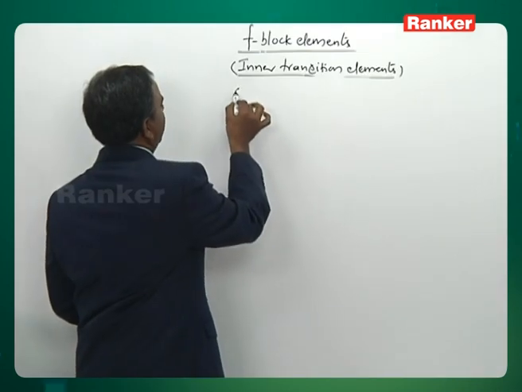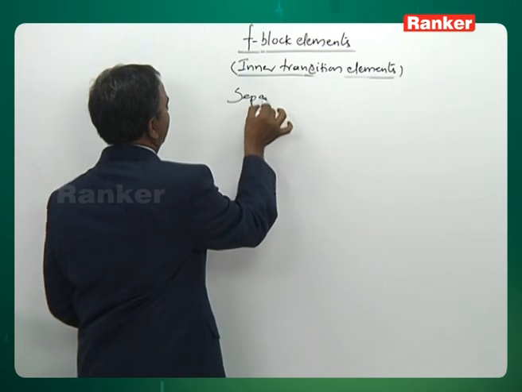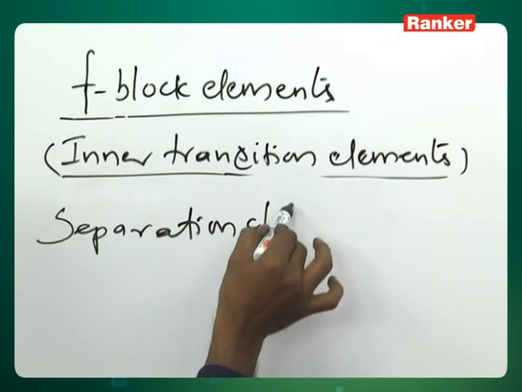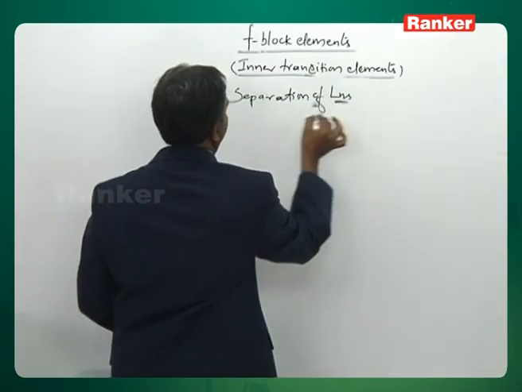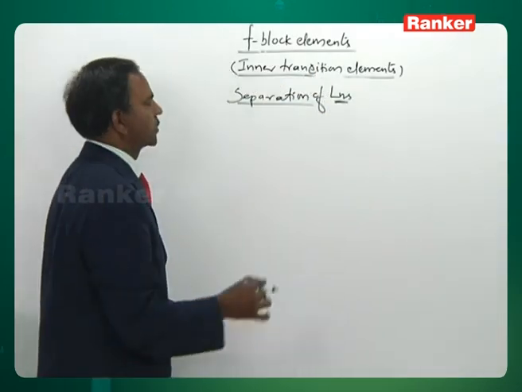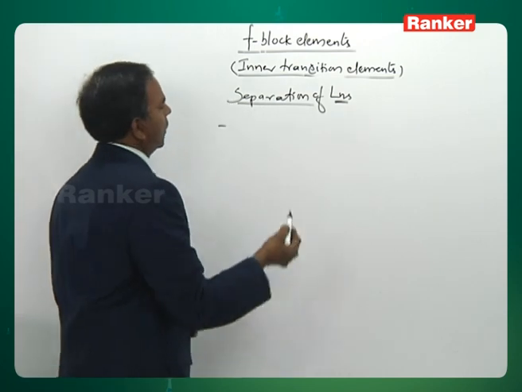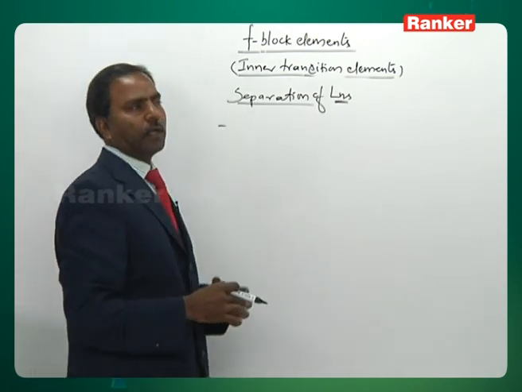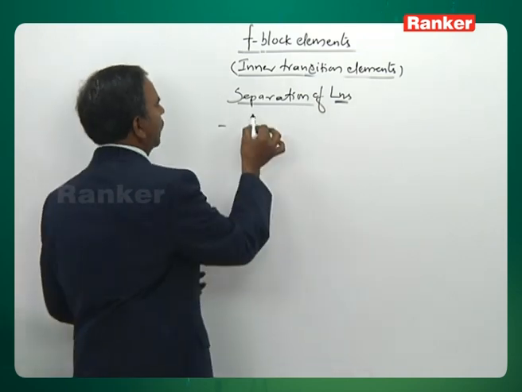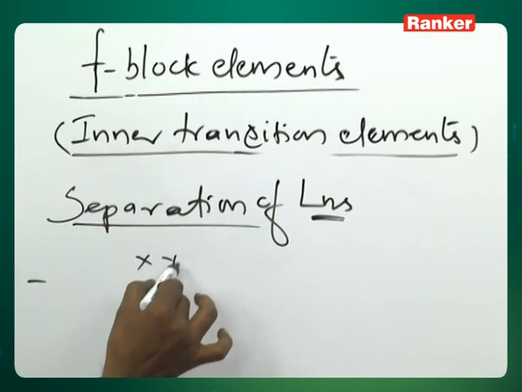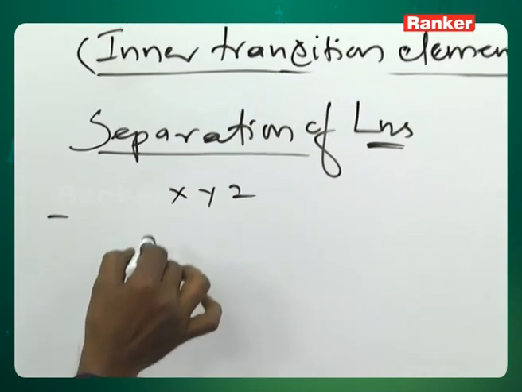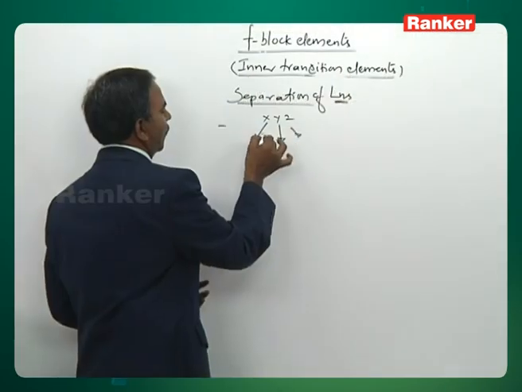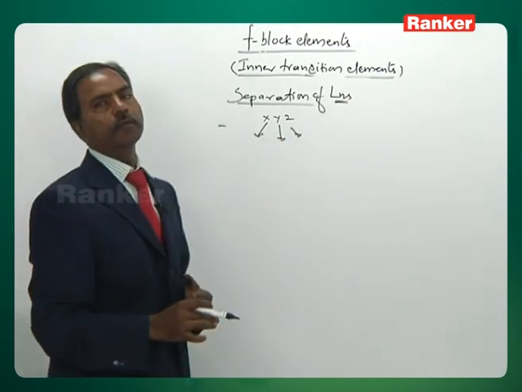Next, let me discuss separation of lanthanides. Generally, you take any mineral of lanthanides, which carries two or more elements, consider X, Y, Z. But generally we have to separate one lanthanide from the other lanthanide. In what way can we separate them? What are the methods we apply?